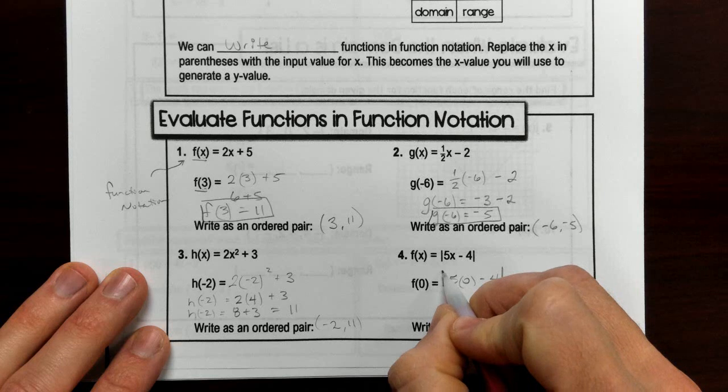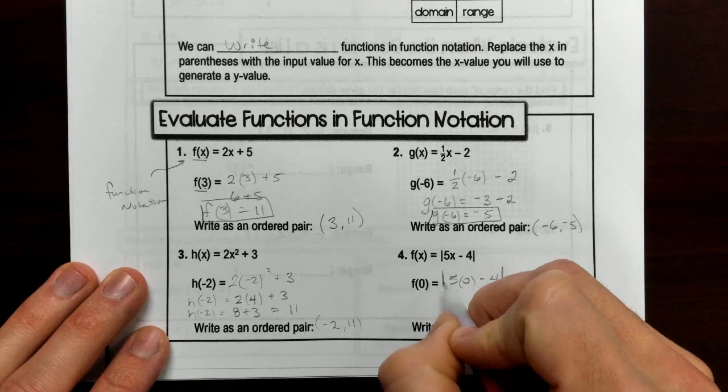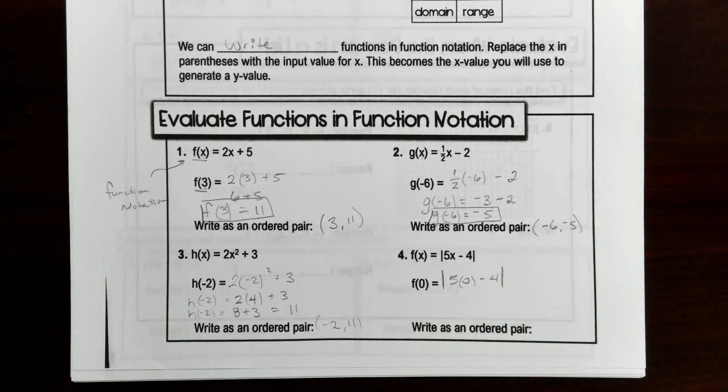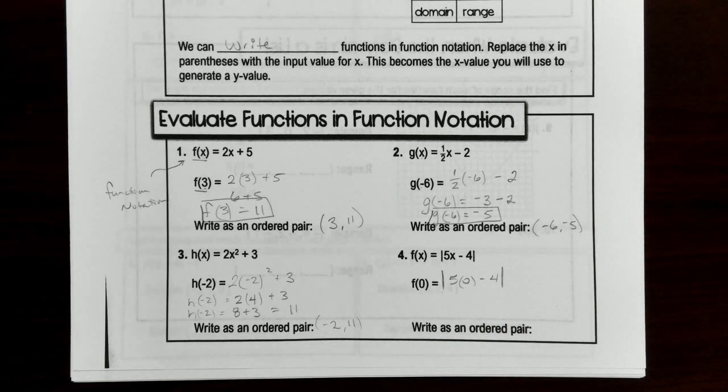What do these little bars mean? Oh, I have no idea. Do you remember? I think they were like parentheses. Okay, it's absolute value. All right, so well, that's fine. We'll talk about it later. All right, here we go.